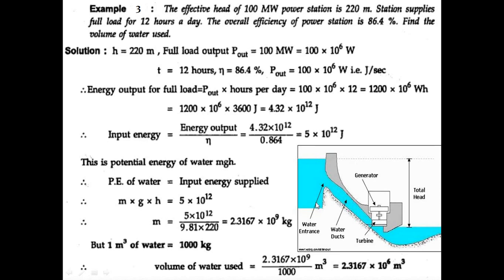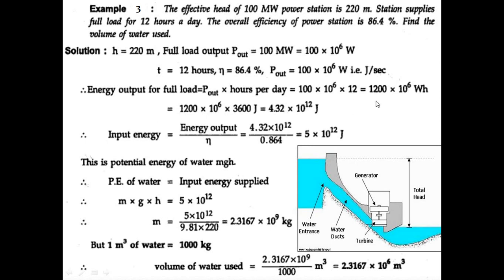Now this is the case of a hydro power station. So in a hydro power station, what is the input power? Input power is potential energy and output power is electrical energy. If you find out the potential energy, then you will get the value of the mass of the water. So first we have to find out the energy output for a full load. Here 100 megawatt power is given for 12 hours per day. So the energy output is equal to 1200 into 10 raised to 6 watt hour, and convert this energy into joules.